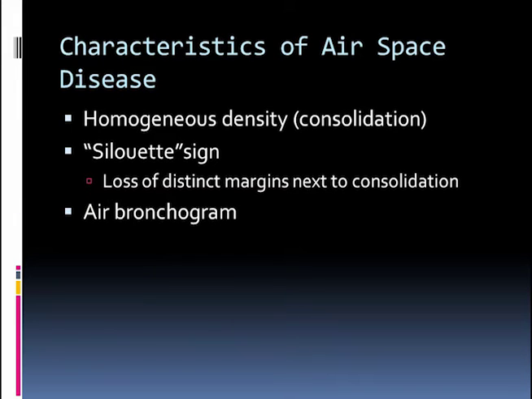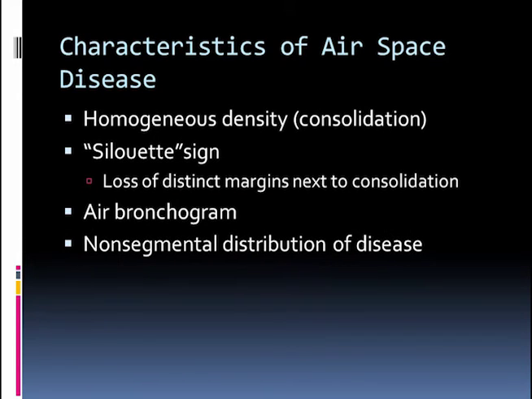There's an air bronchogram, really important. The other thing you should notice is that fluid or pus, when it's moving through the lung, will move from one air sac to the other through what we call the pores of Kohn. And this means that the distribution of disease will be non-segmental. I know I haven't talked about that very much, but we'll get to it. So those are the characteristics of airspace disease, but in particular the top three are the ones that we look for.